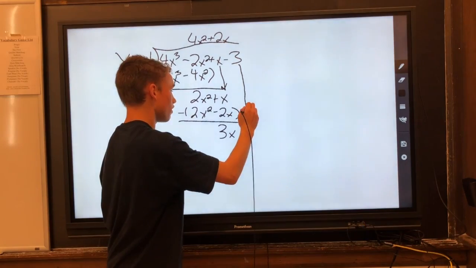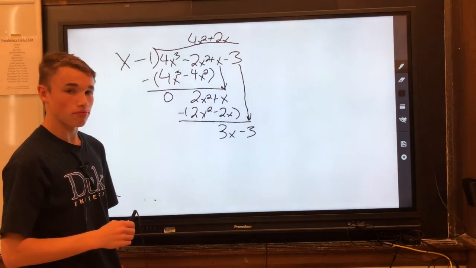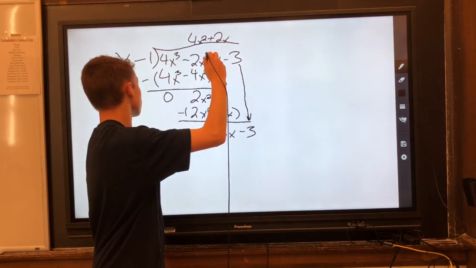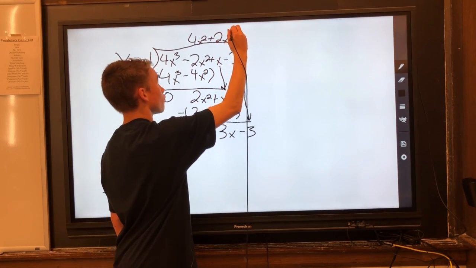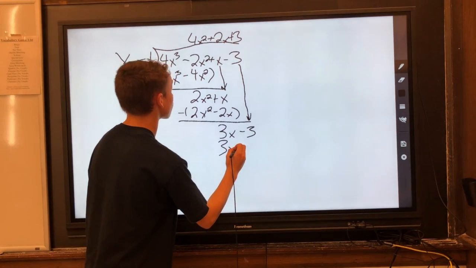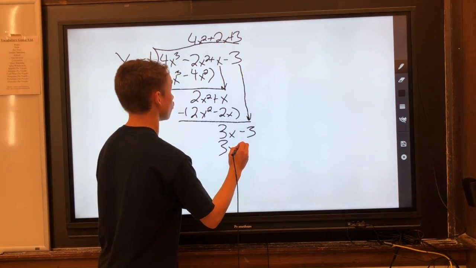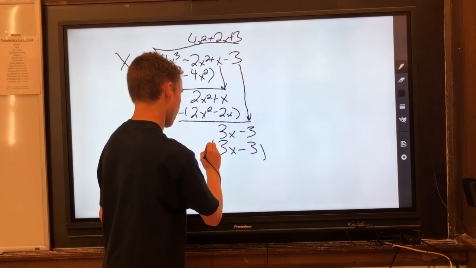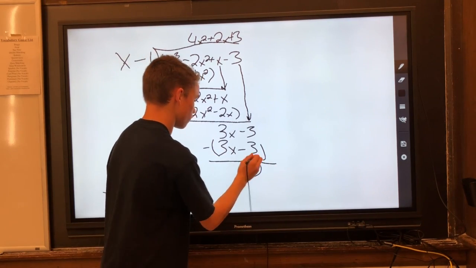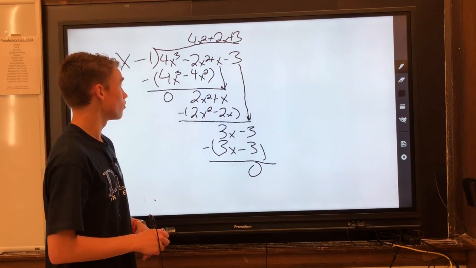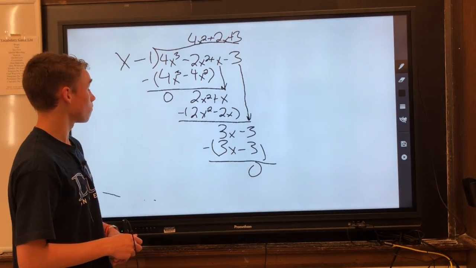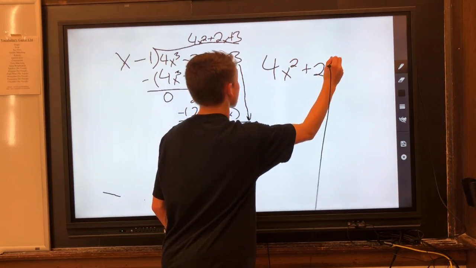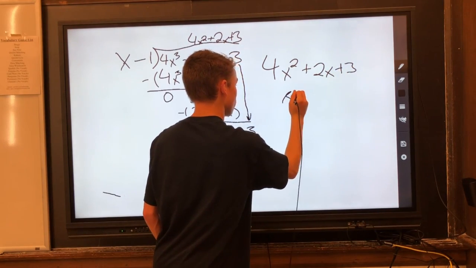Drop down the negative 3, and you do the same process over again, except that there's no x values in this one. So x goes into 3x 3 times, so 3x minus 3. Subtract these, and you get 0. So your answer for this one, 4x cubed minus 2x squared plus x minus 3 divided by x minus 1 is equal to 4x squared plus 2x plus 3. The remainder is equal to 0.